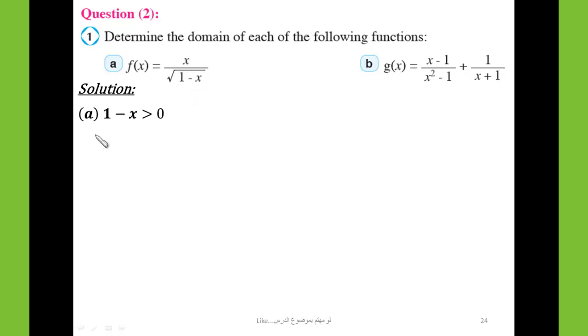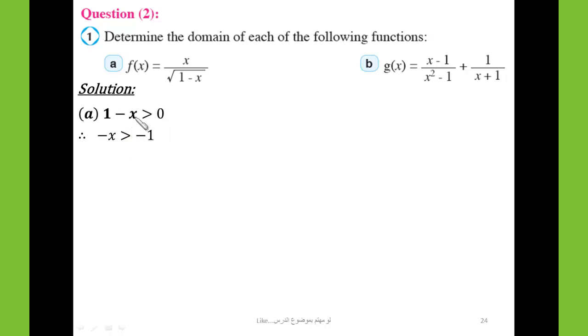So we solve A. We start with A. 1 minus x must be greater than 0, of course not equal 0, because the root is in the denominator and division by 0 is meaningless. So 1 minus x must be greater than 0, and we solve this inequality. The solution set of this inequality will be the domain of f of x.